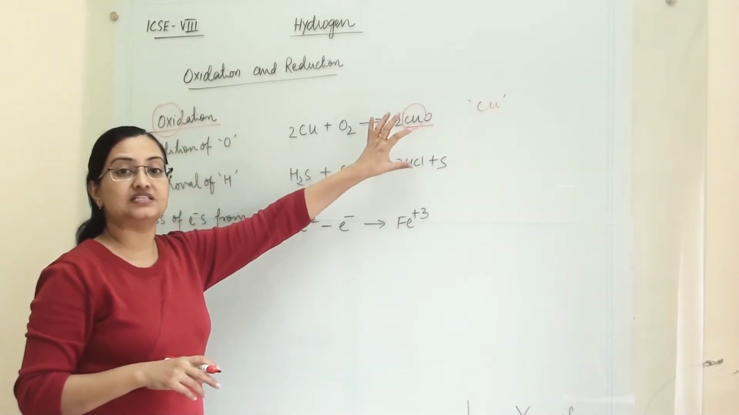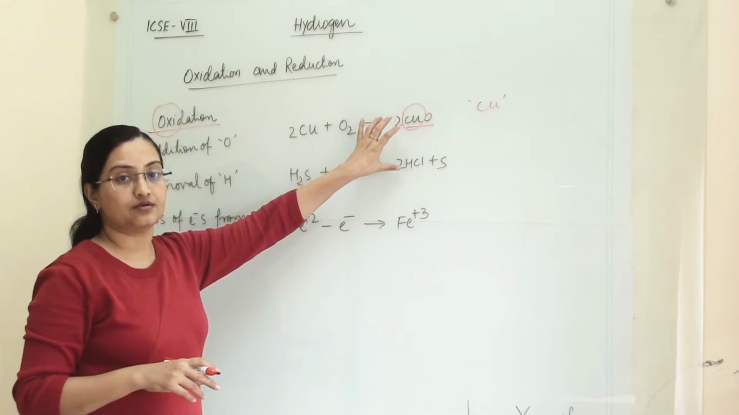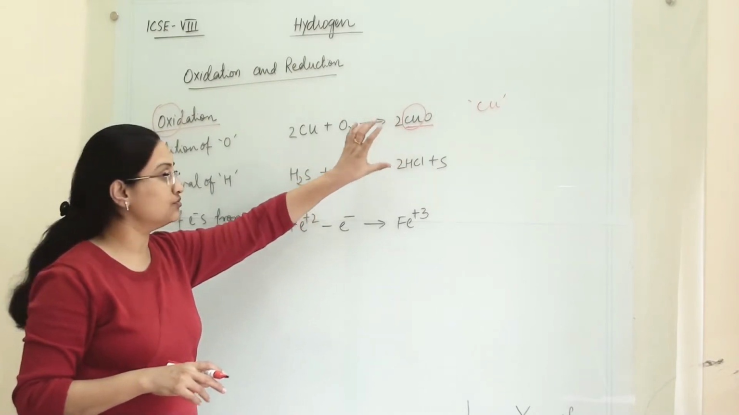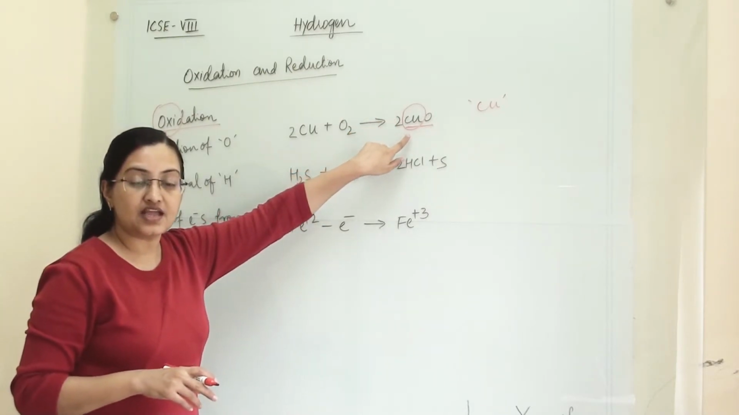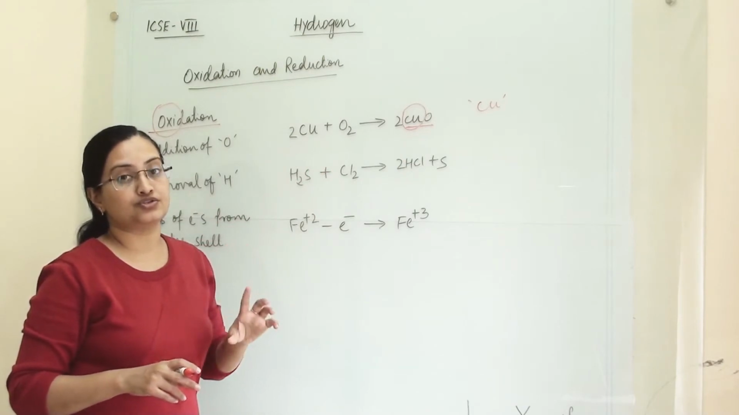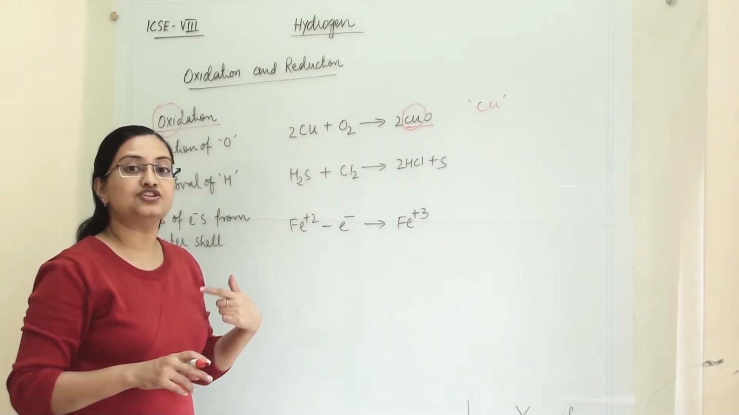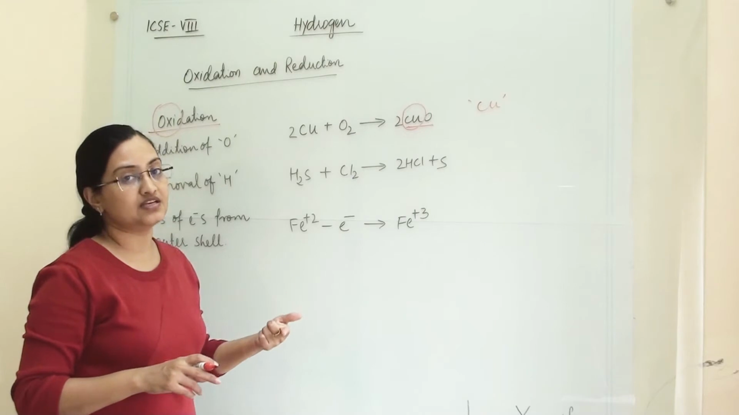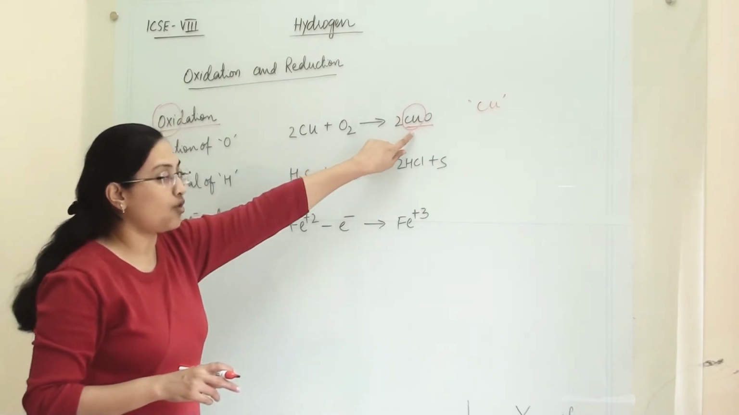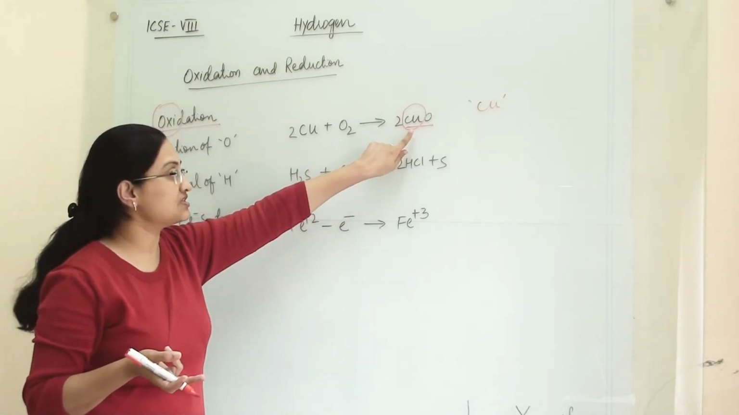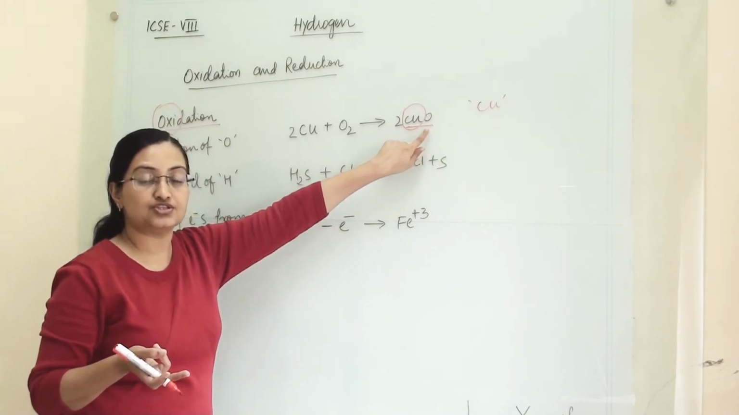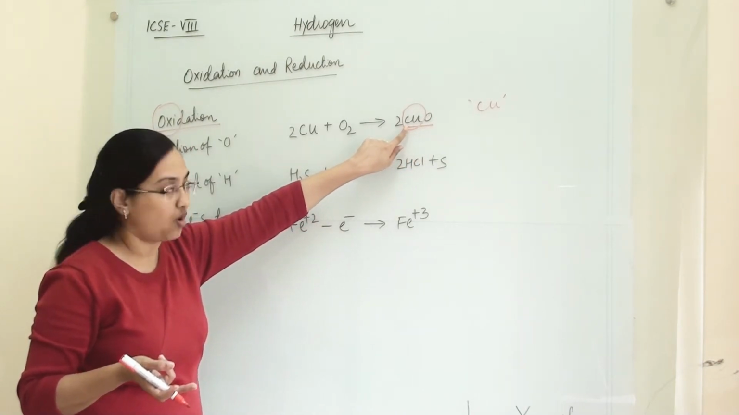The oxygen atom is attaching with another atom and forming a molecule. That's why this reaction is termed as an oxidation reaction. Addition of oxygen is termed as oxidation. And here copper is getting oxidized because the oxygen is attached with copper.